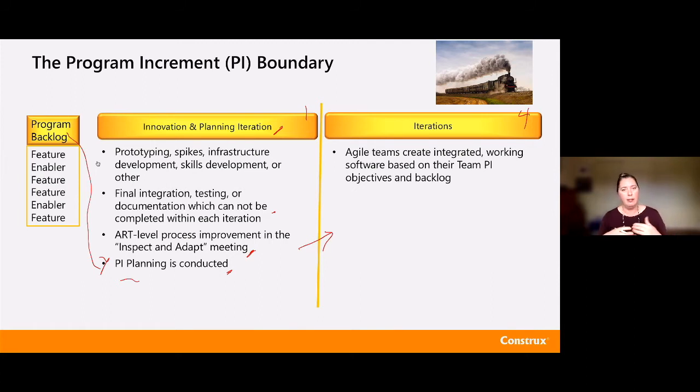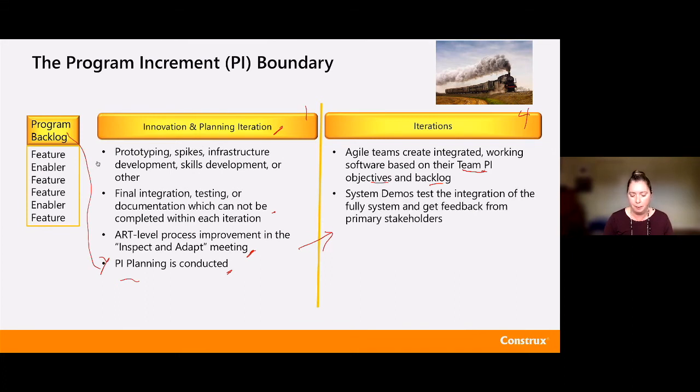Once we're off and running, then the Agile teams are really going to create that integrated software. They're going to have something we'll talk about in the next slide when we talk about PI planning. They're going to have their own individual team objectives and their own individual backlog, but that's also part of building and delivering the train objectives. So their individual team objectives are really hooked into that larger set of objectives that the overall train is actually producing as well. We'll also be doing system demos. So those are a demonstration of the fully integrated work across all of the teams on the train to get feedback from our stakeholders.